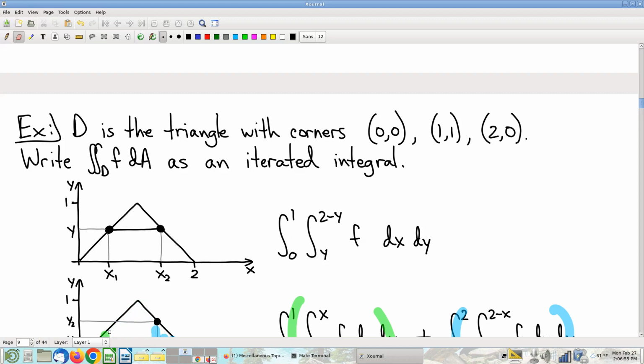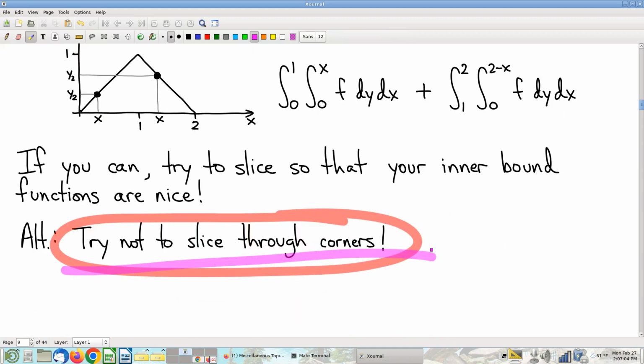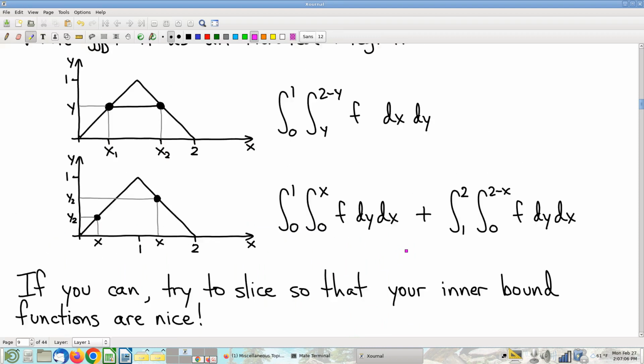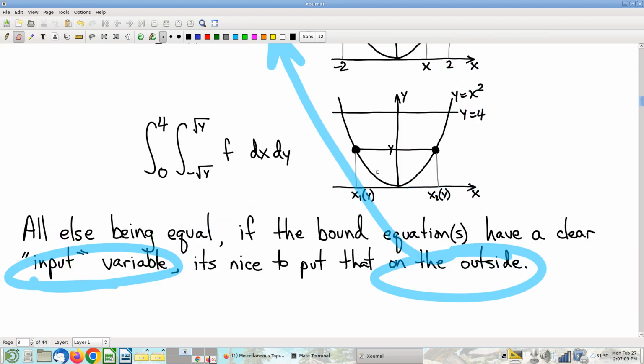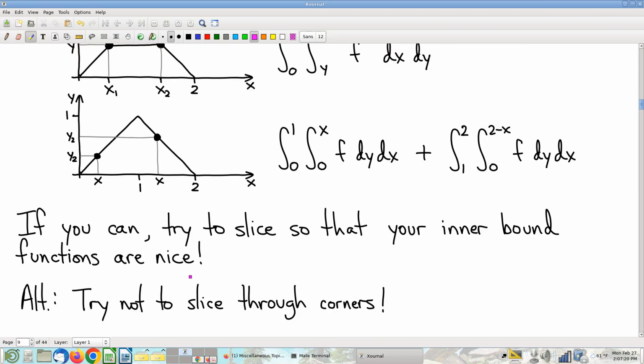All right. So another sort of unofficial strategy, a word to the wise, all else being equal, tends to give good advice: try not to slice through corners. Okay. So remember, think about which variables are on the inside and which are on the outside. You ideally want to put your input variables on the outside. And then secondly, all else being equal, try not to slice through corners. And between the two of them, if there is one slicing direction better than the other, this will get you there most of the time. A vast majority.